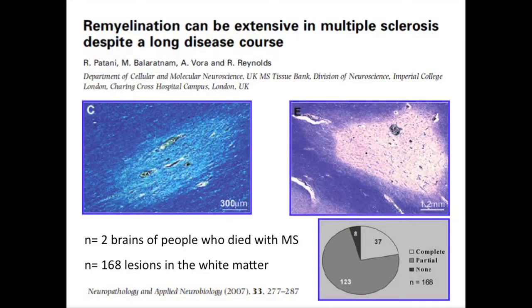Another example, these were two brains of people who died with MS, and the authors here analyzed 168 lesions, and despite the people having had the disease for over 20 years, they found these remyelinated areas in about 123 of their 168 lesions. So it's quite successful remyelinating capacity, at least in these two brains.